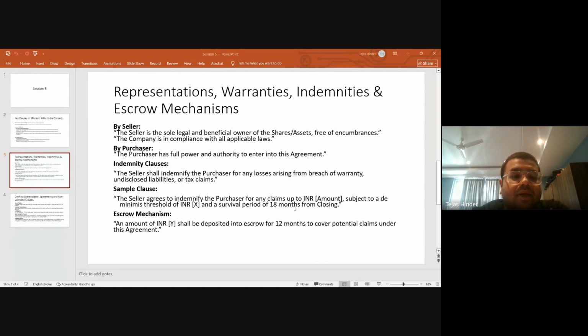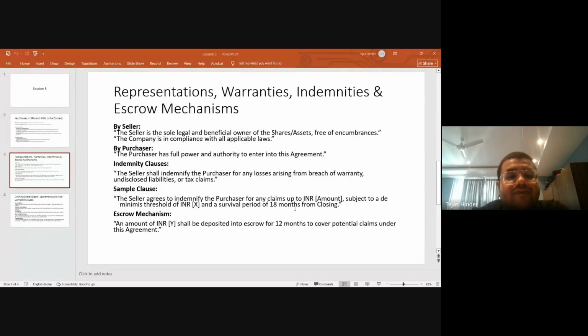You also have a survival period over here, which will basically be time limits for bringing claims. In a business sense, if it's general warranties, it will be 12 to 14 months, and if it's tax or environmental, it will be 7 years.